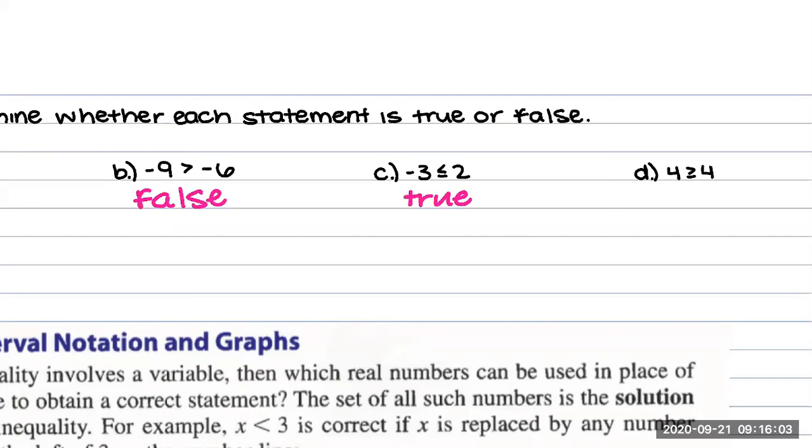And for D, we have 4 is greater than or equal to 4. That line underneath the inequality signs means that it's equal to. So this inequality just says the number is greater than or equal to 4. So because 4 is equal to 4, this is true.